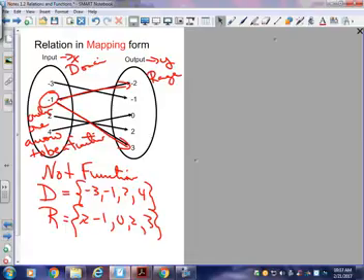Which part, up here? Only one arrow to be a function. That's what you're writing. Only one arrow to be a function.